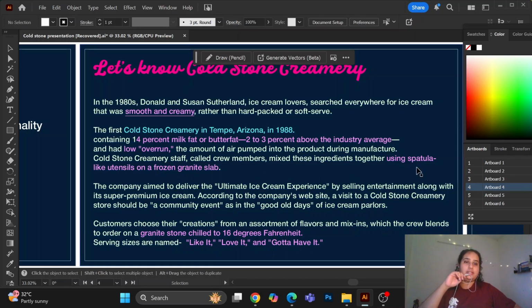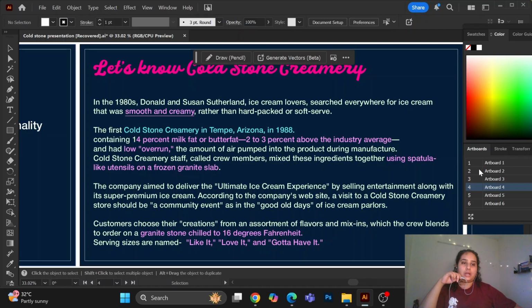Another special feature is that Cold Stone uses spatula-like utensils on a frozen granite slab. That means they have a bunch of ice creams and then they have a granite slab. They pick ice creams of their customer's choice and keep that ice cream on the granite slab, and then they mix it with a spatula. That granite slab is chilled to 16 degrees Fahrenheit. Okay, so these are the main points, and the rest you can take a screenshot of this brief so that you can get an idea of Cold Stone Creamery.